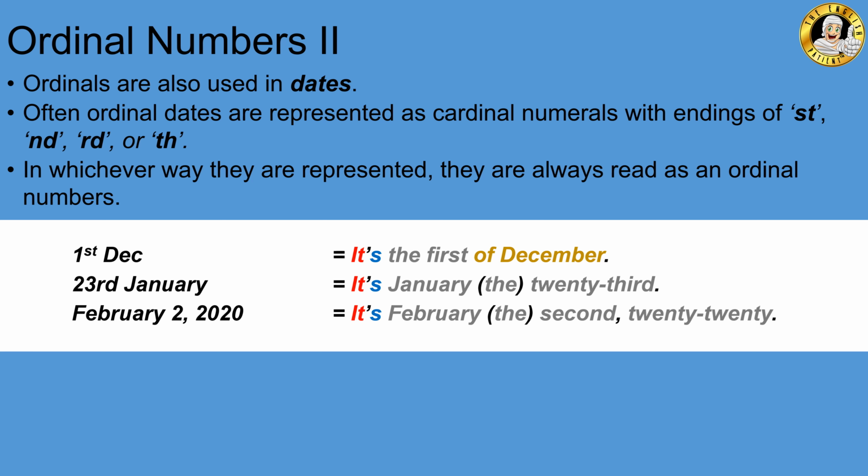So 23rd of January, it's January the 23rd. And you can see a variety of ways that dates can be read here. So it's the 1st of December, or it's January the 23rd. Now notice that months when you're writing are often reduced to the first 3 letters of the month. So December here is just DEC, January is written in full. And in the last example, February 2, 2020, you still don't read it as February 2, 2020. You'll read that as it's February the 2nd, 2020.